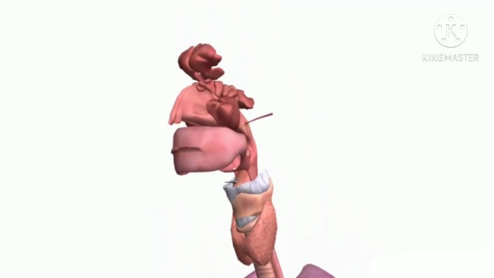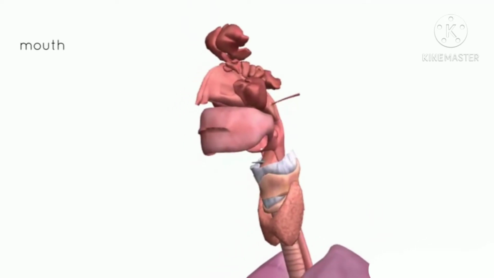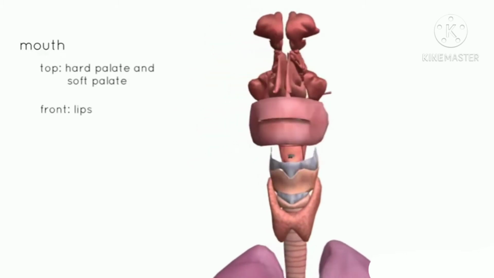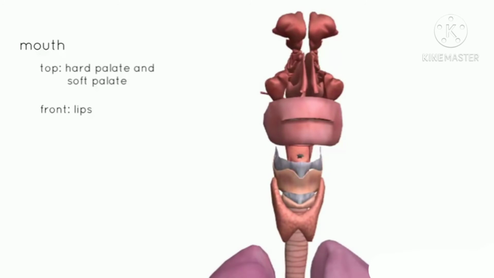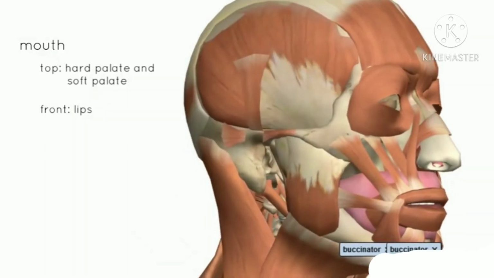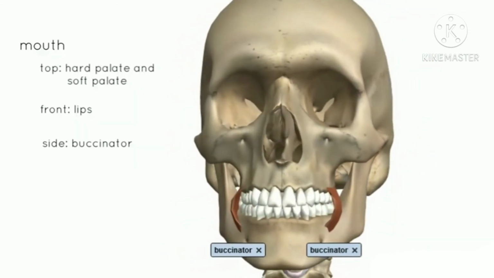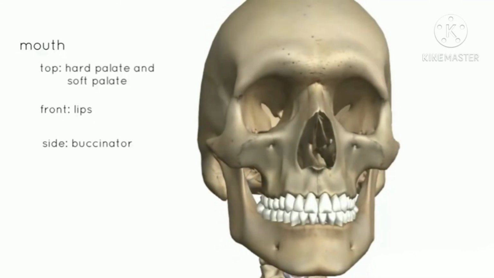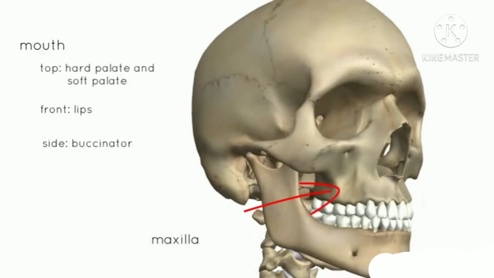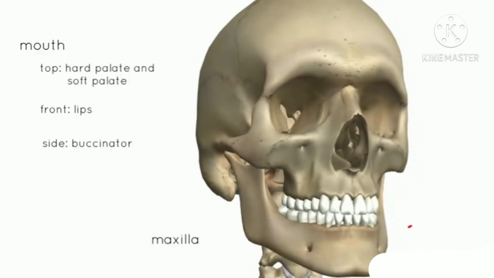So digestion begins at the mouth, and the mouth is formed by the hard palate and soft palate at the top, and you've got the lips at the front, which you can see here. The side walls of the mouth are made up by a muscle called the buccinator muscle. If I just isolate that, you can see this muscle making up the side walls of the mouth. And then you've got the teeth and tongue inside the mouth. On this model the upper teeth sit in the maxilla, this bone of the skull, and the lower teeth sit in the mandible.